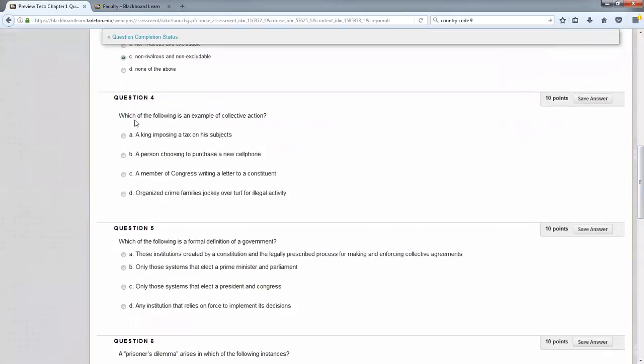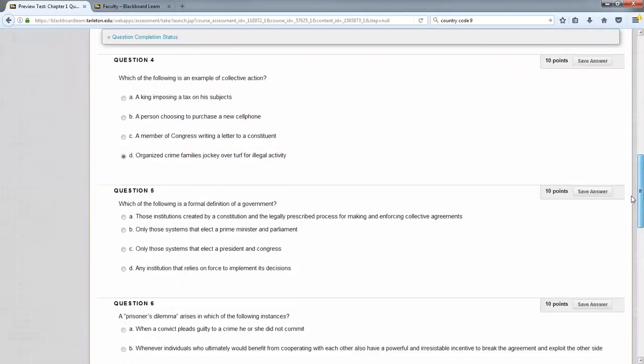Which of the following is an example of collective action? King imposing taxes, nope, that's unilateral action. A person choosing, nope, that's one person. A member, that's one person. Organized crime families jockeying over turf, that is collective action because it involves many people.